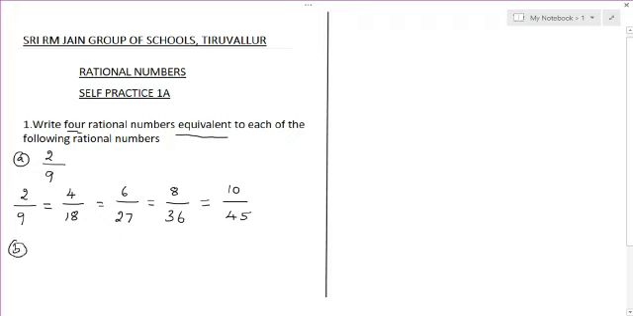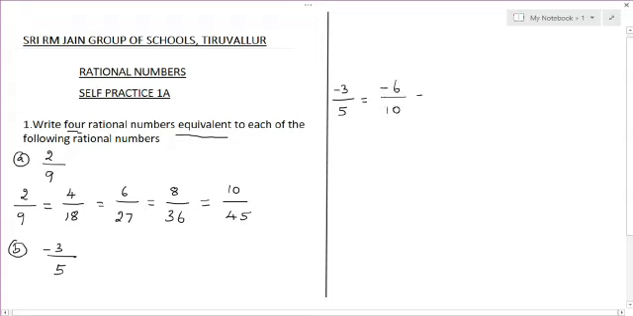Next question: minus 3 divided by 5. To write 4 rational numbers, I am going to multiply it with 2. It will give me minus 6 divided by 10. If I multiply it with 3, minus 9 divided by 15. If I multiply it with 4, minus 12 divided by 20. If I multiply it with 5, minus 15 divided by 25.